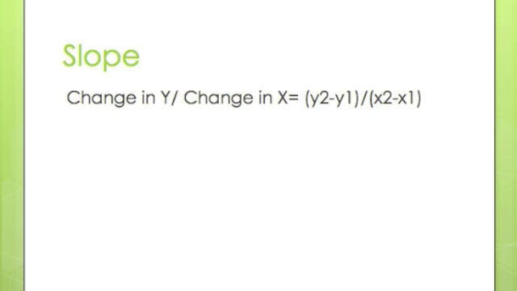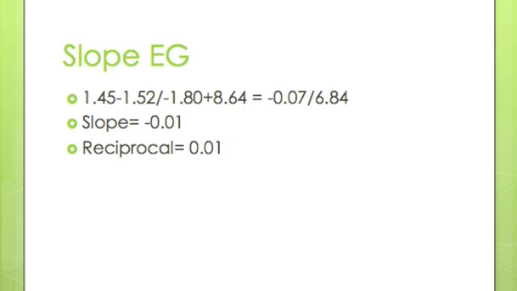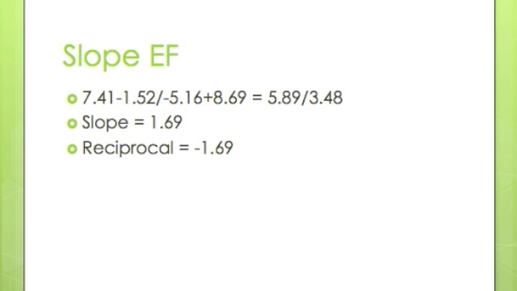Now you find the slope. The change in y over the change in x equals (y2 minus y1) divided by (x2 minus x1). Plug in the following points as previously given into the formula as shown. You will find the slope, and then you need to also find the reciprocal. You will follow the same steps for EG. You also follow the same steps for slope EF.